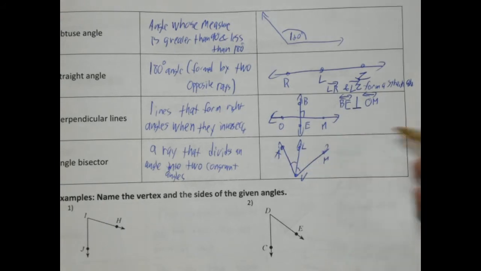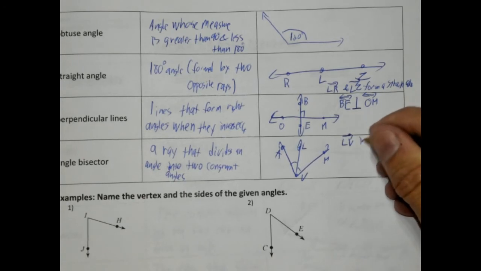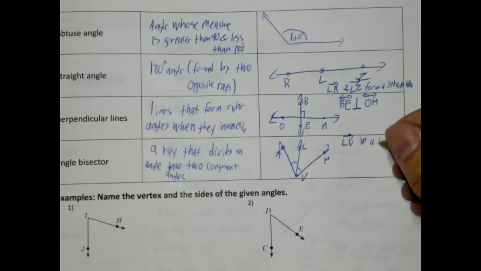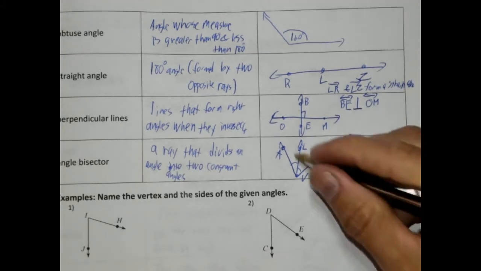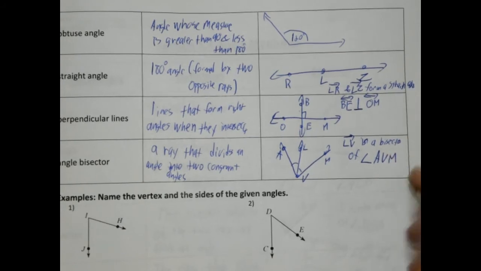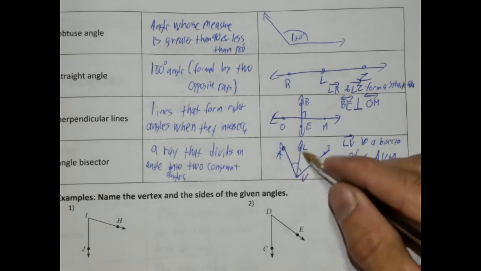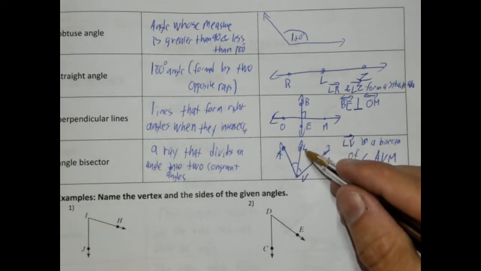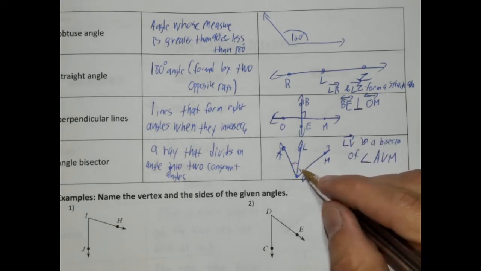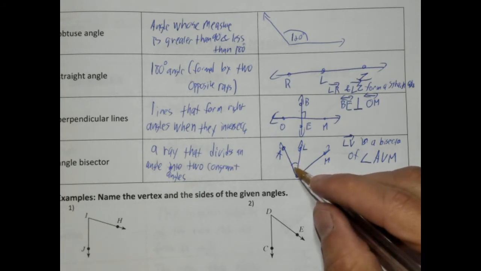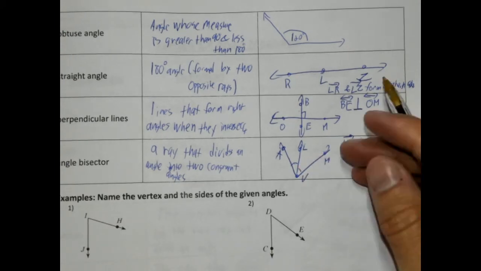And we're going to use this notation here. So we're going to say that ray LV is a bisector of angle AVM. So that means this is cutting this angle in half. It means it's creating two congruent angles here. So angle AVL would be congruent to angle LVM here. And you can see that I use a number of arcs. So they both have one arc. So because they have the same number of arcs, that notation would indicate that these two angles are congruent. Okay, the number of arcs indicates congruency notation.